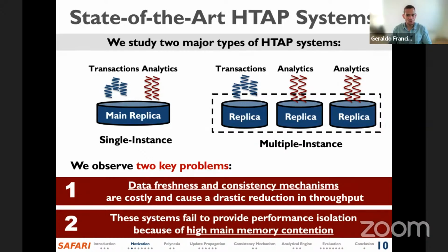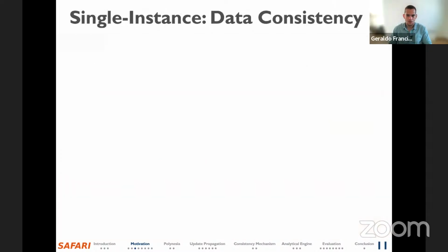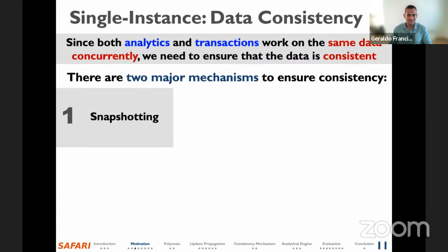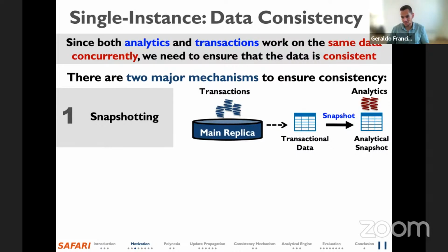We start with the single instance design. One of the major problems with the single instance design is the high cost of maintaining data consistency. There are two main mechanisms to maintain data consistency in a single instance HTAP system. The first consistency mechanism is called snapshotting. During snapshotting, when a transactional update happens, the HTAP system creates a copy of the transactional data and sends it to the analytical replica.